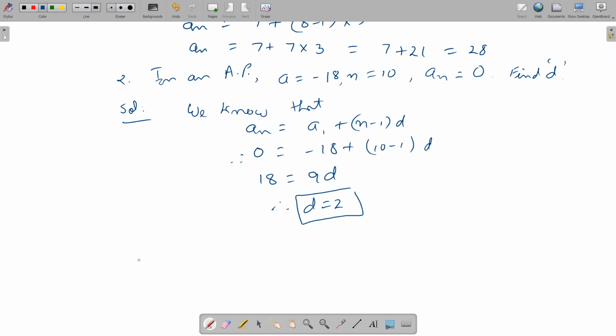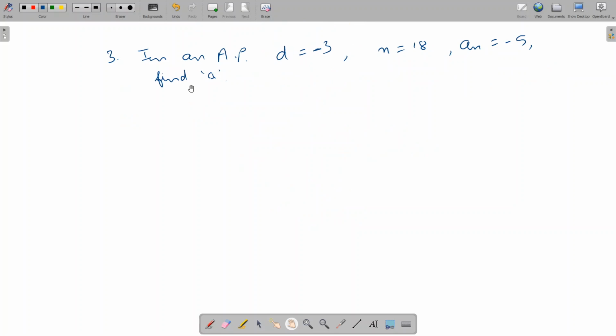So now let us go for the third one, question number 3. In an AP, d equal to minus 3, n equal to 18, an equal to minus 5, find the value of a1. n equal to 18 means the 18th term, and an equal to minus 5 means the value of the 18th term is minus 5. This is to be understood. Let us start doing this solution.